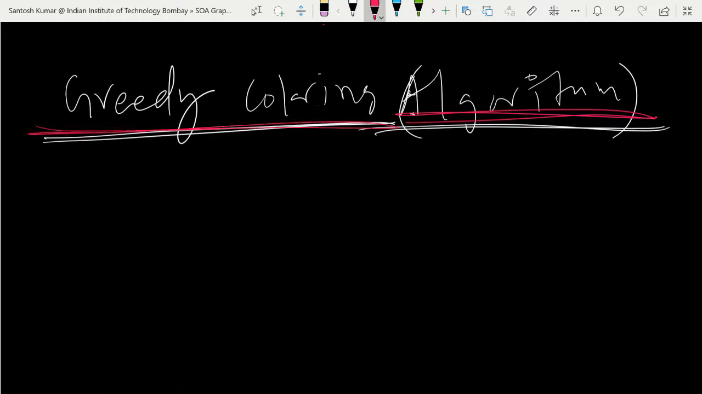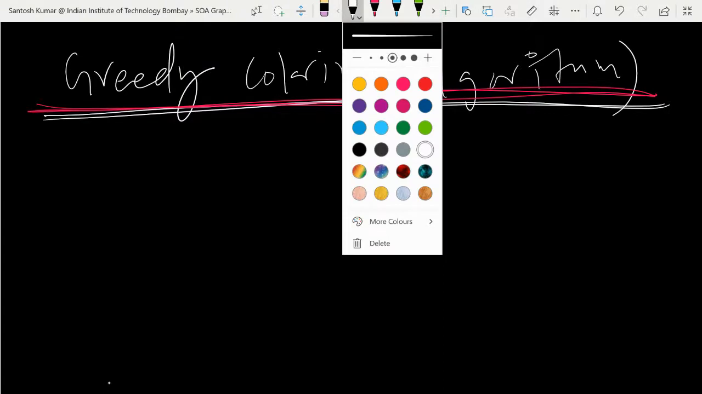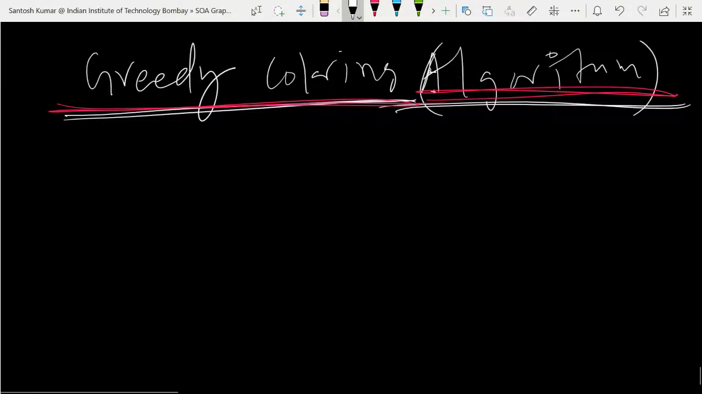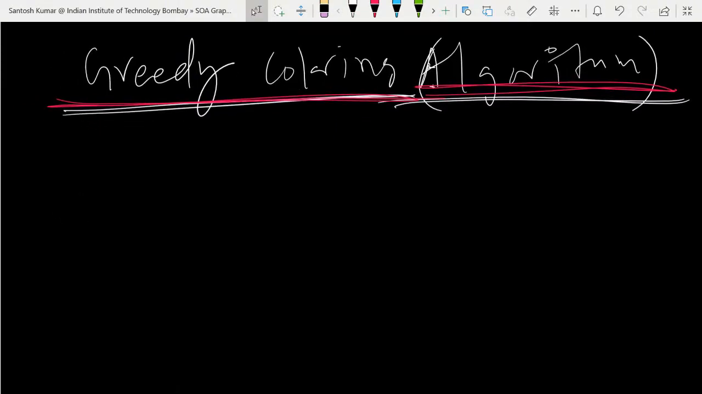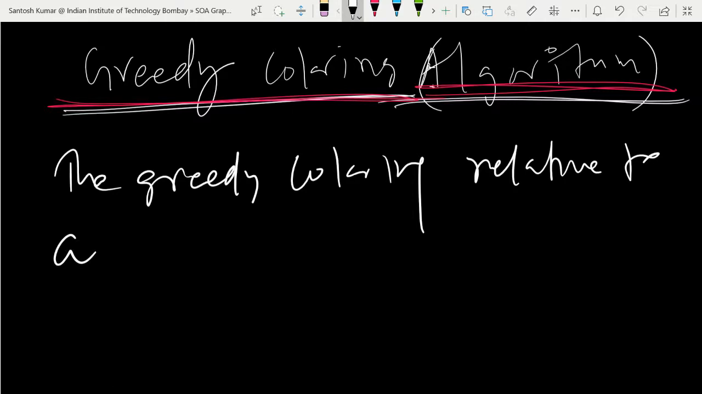So greedy coloring is the algorithm by which we color the graph. The statement of this algorithm tells you how to color the graph in an efficient way, or you can say this is one of the ways of coloring the graph. So, the greedy coloring relative to a vertex ordering.